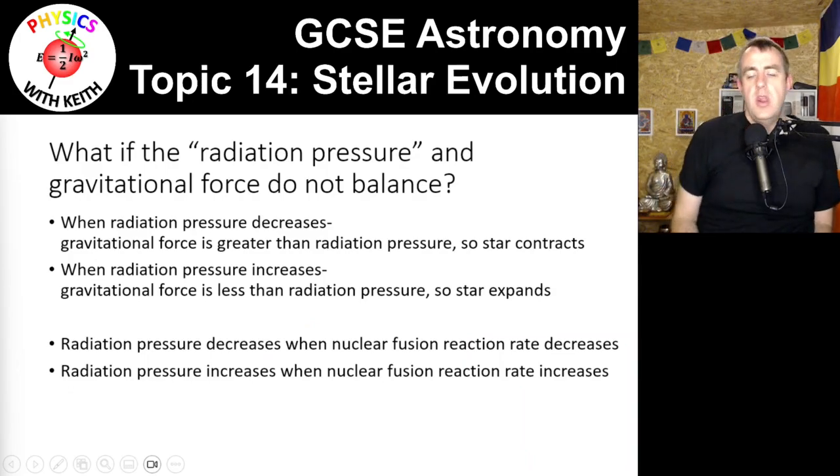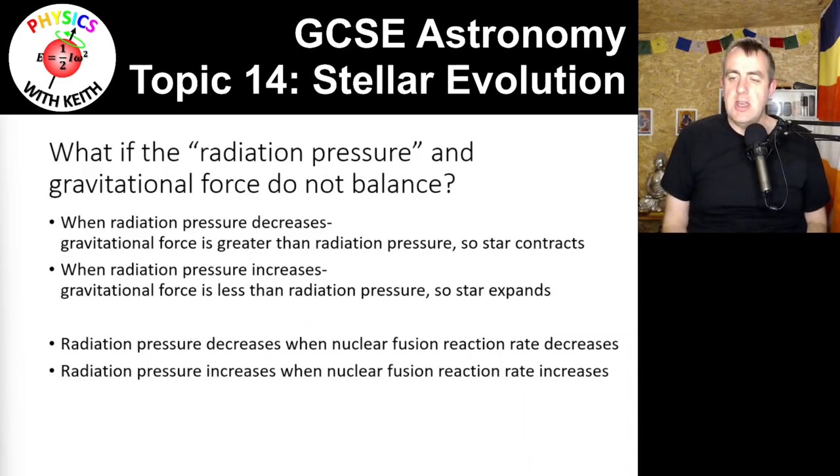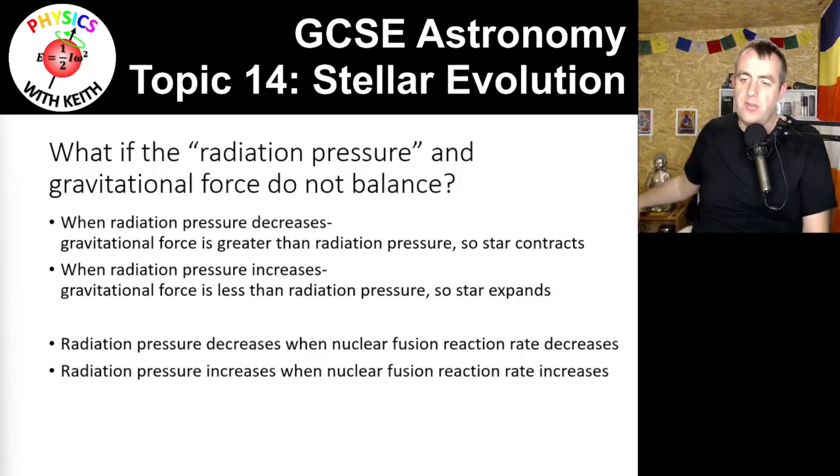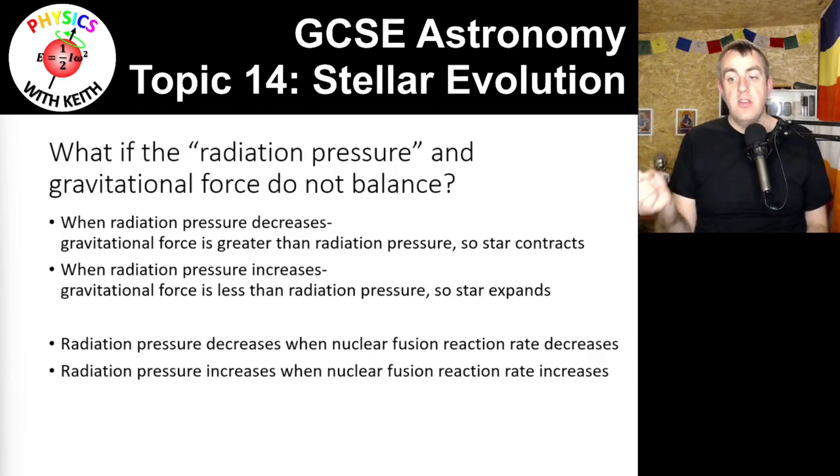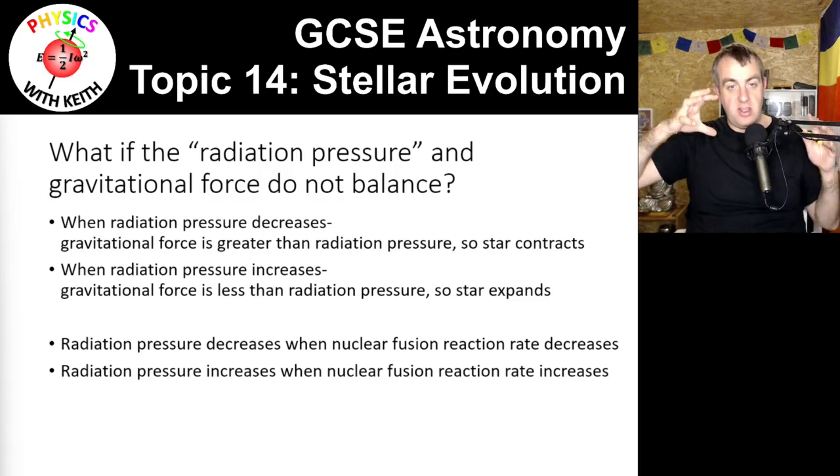Now, the radiation pressure, in big heavy quotes, doesn't always balance the gravitational force. When it does, we've got a nice stable star, sure. But the radiation pressure can decrease. And when the radiation pressure decreases, so the gravitational force becomes higher, that means the star's going to contract down.